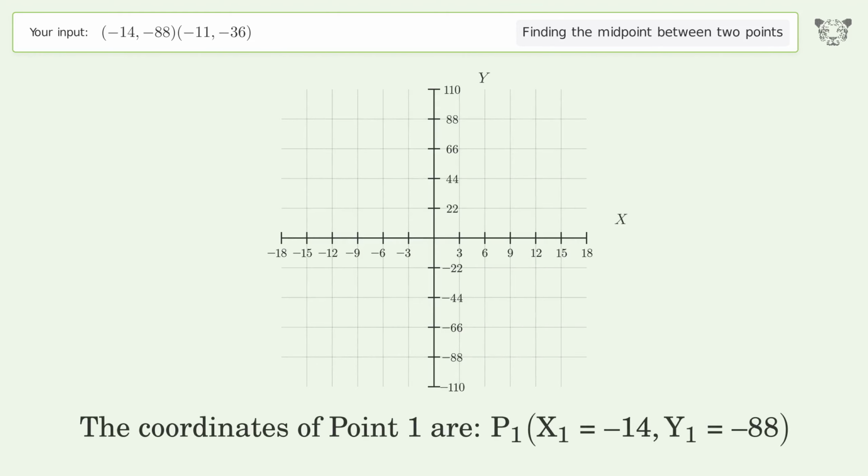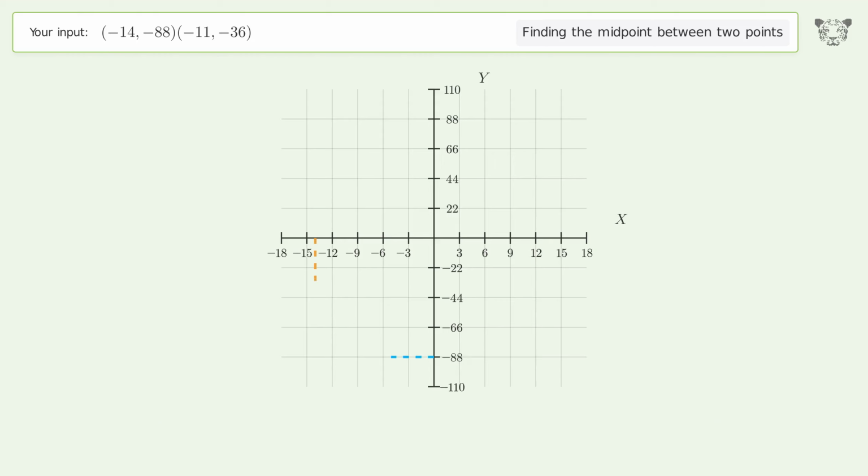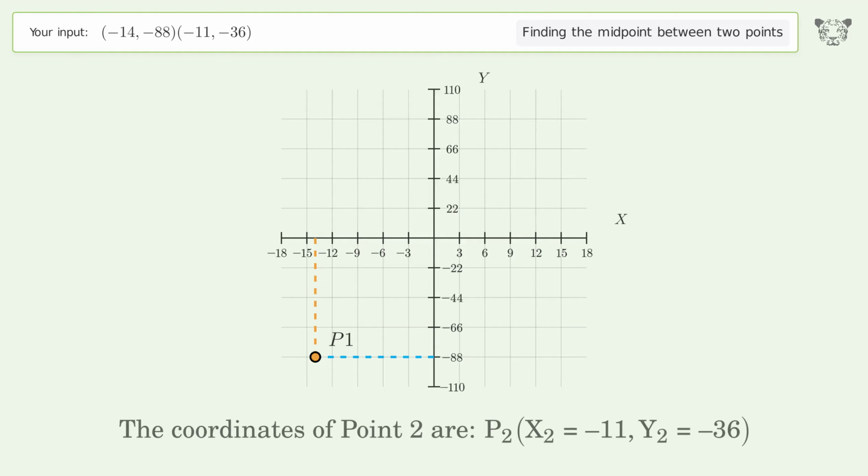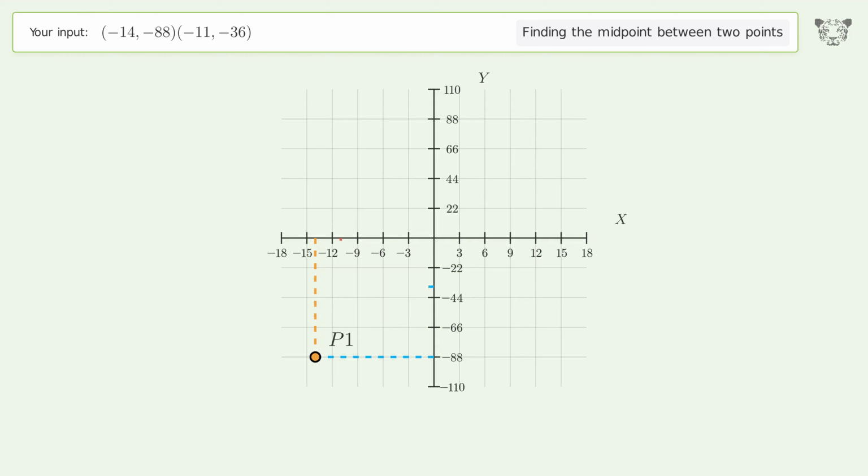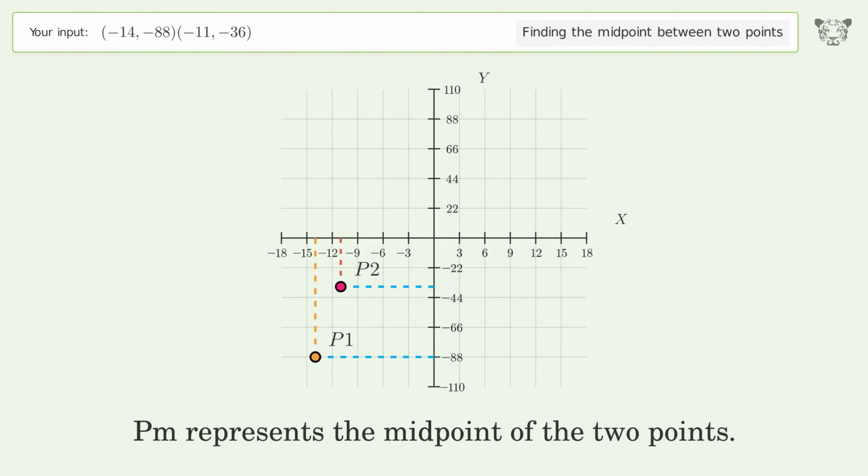The coordinates of point 1 are, x1 equals -14, y1 equals -88. The coordinates of point 2 are, x2 equals -11, y2 equals -36. PM represents the midpoint of the 2 points.